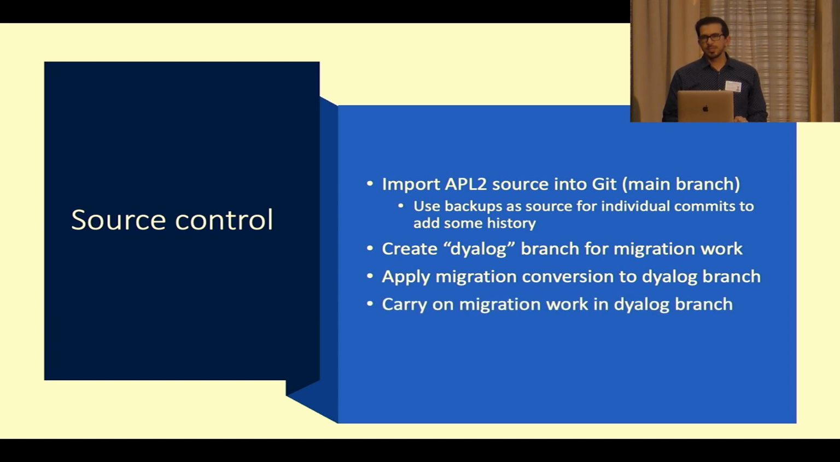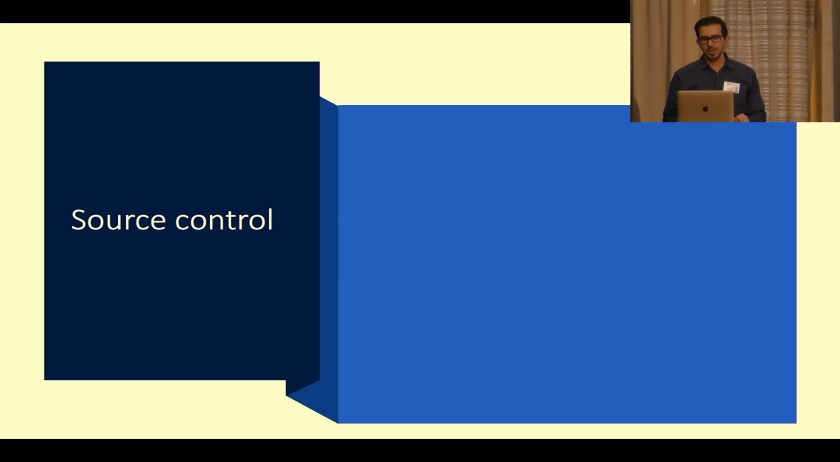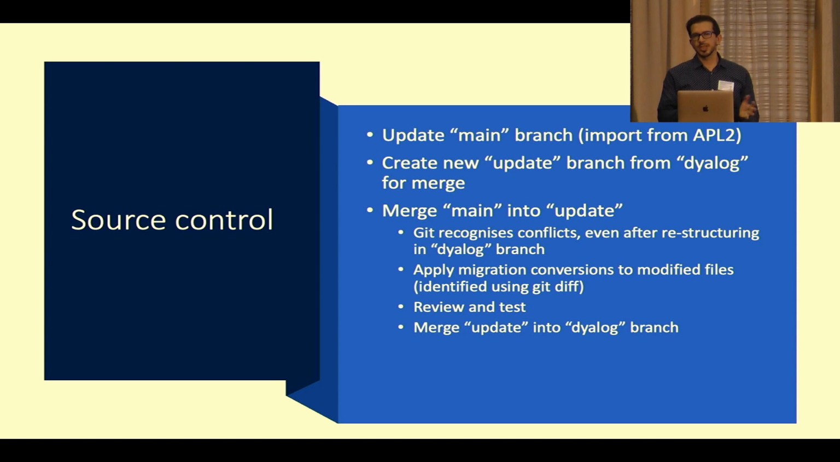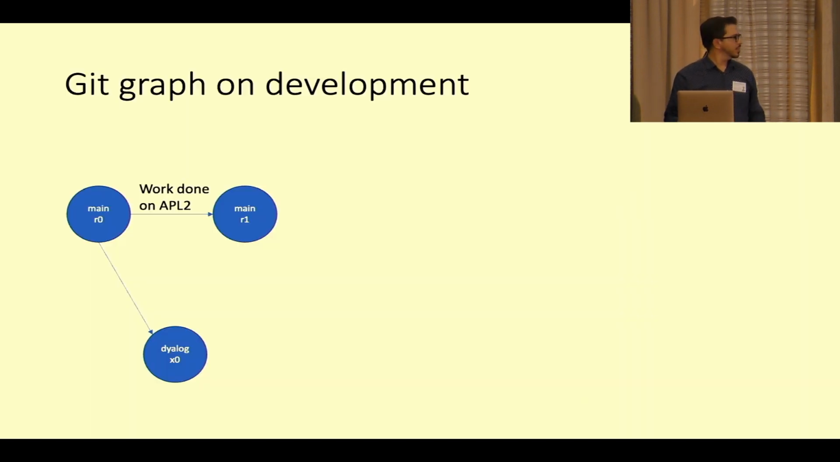And every week or so, we bring in any changes from the mainframe into our Dyalog branch to keep it in sync. And that is done in some simple steps where we use an integration branch. So keeping the mainframe version in the main branch, we have the Dyalog version in our Dyalog branch. And what I call the update branch here is an integration branch where we bring in changes from the mainframe, convert them using our conversion tools, and then finally reintegrate into our Git Dyalog branch.